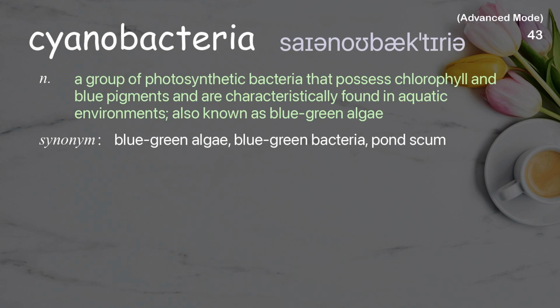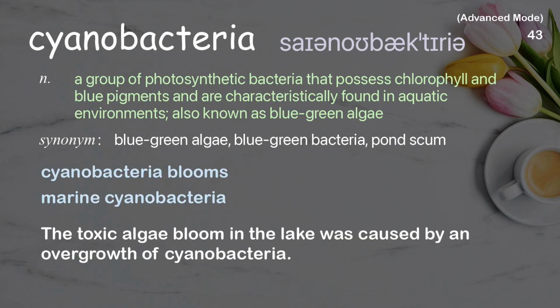Cyanobacteria. A group of photosynthetic bacteria that possess chlorophyll and blue pigments and are characteristically found in aquatic environments, also known as blue-green algae. Examples: Cyanobacteria blooms. Marine cyanobacteria. The toxic algae bloom in the lake was caused by an overgrowth of cyanobacteria.